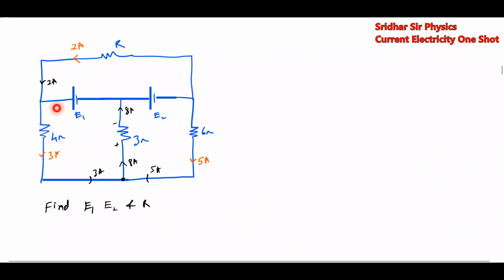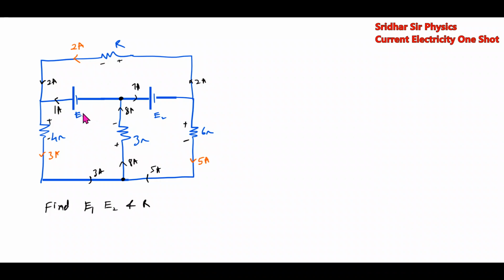Then how much current should flow in this branch? In this branch it should be 1 ampere. And we'll apply KCL again at this point. If 8 ampere is entering here and 1 ampere is leaving, then how much current should flow in this branch? 7 ampere. Then here 2 ampere. Then here plus minus, the polarity we are going to give.